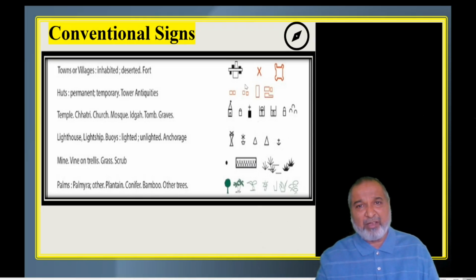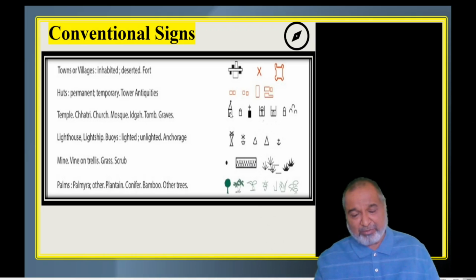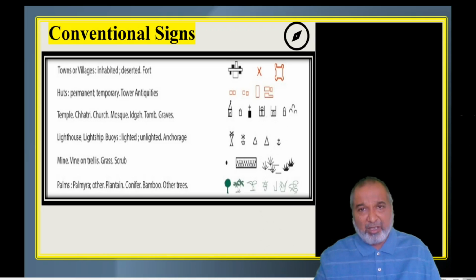You can see how villages have been marked. Then the next one, small huts, we are not going to use. This is a very important one: India is a cosmopolitan country, so we have to know the symbol for a temple. We do not require chhatri, but temple, and then this symbol for a church, you can immediately find out. Then the next one, the mosque, is a very important one.